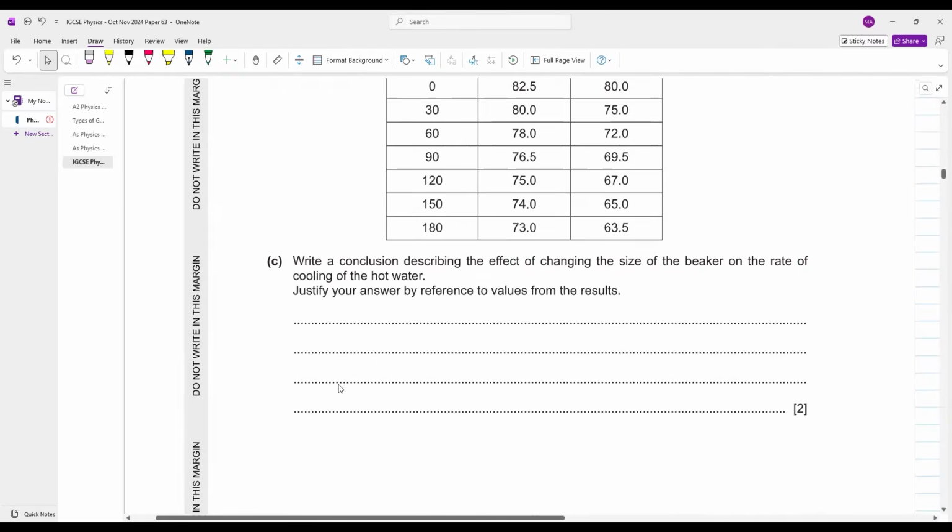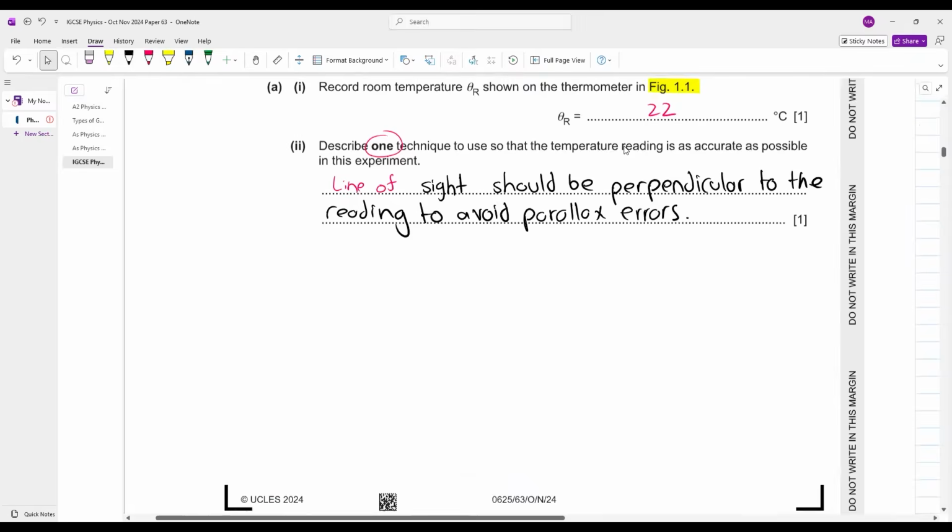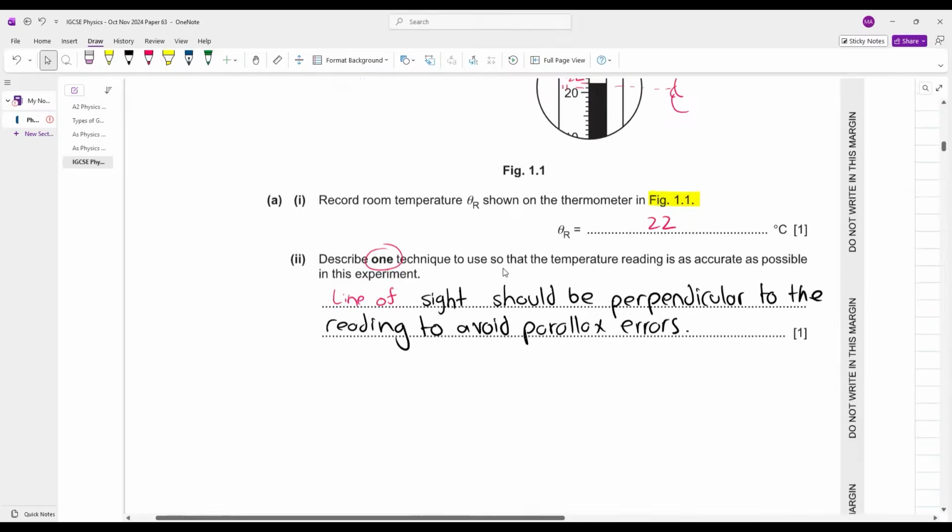Write a conclusion describing the effect of changing the size of the beaker on the rate of cooling of hot water. If you are changing the size of the beaker, what will be the effect on the rate of cooling of hot water? Justify your answer by reference to the values from the result. Now, if you see beaker B, what is it? Large, right? Beaker B is larger.